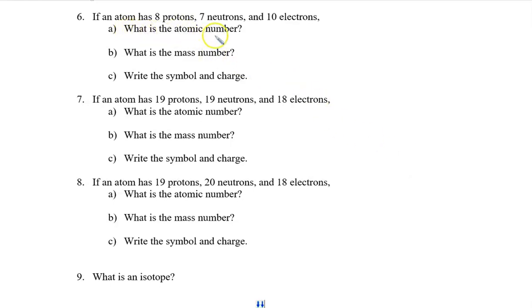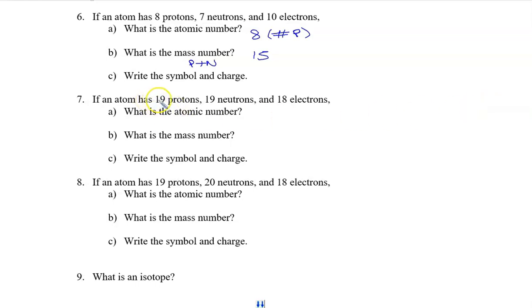So what is the atomic number of this element? So again, atomic number is number of protons. So the atomic number of this element would be 8. And it says, what's the mass number? Again, for emphasis, the atomic number is the number of protons. And the mass number, of course, is your protons plus your neutrons added together. So you have 8 plus 7, so you get 15. Okay. Now we're going to go to this one.